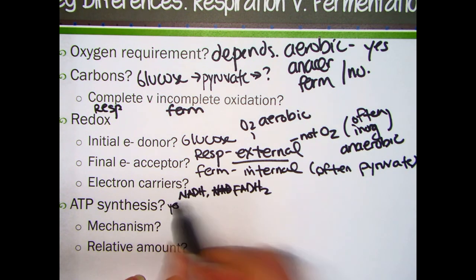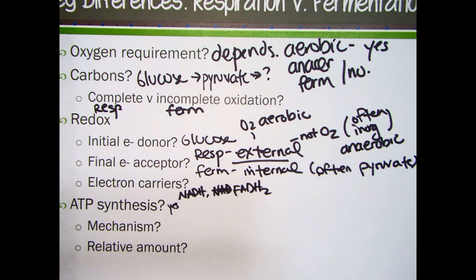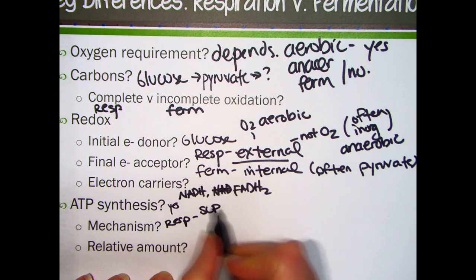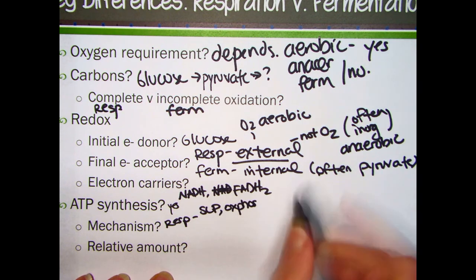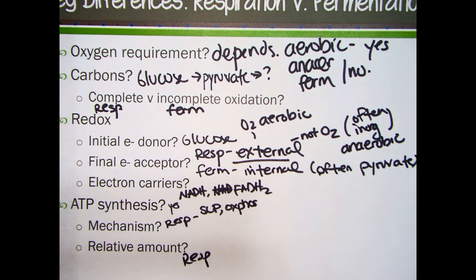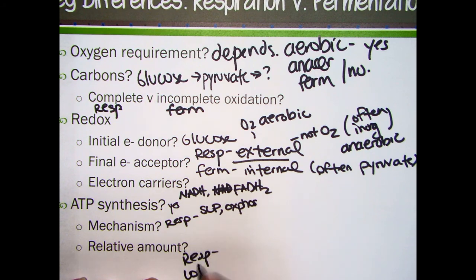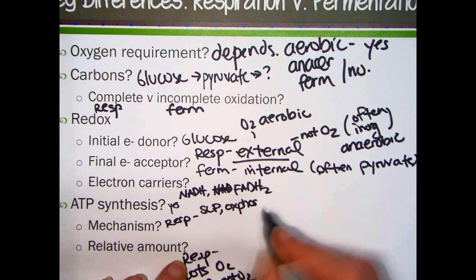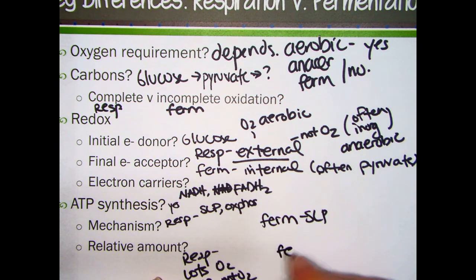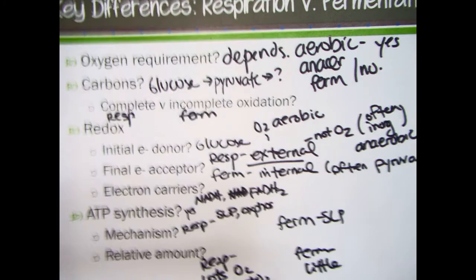ATP is made in both if you consider fermentation the process to include glycolysis. In respiration, we use substrate level and oxidative phosphorylation, and so we make lots. Relative amount is like some, none, or lots. It's not actual numbers. So respiration makes lots with oxygen and some if not oxygen. Fermentation can also make ATP, but it's substrate level only, and so it's going to make just a little ATP. So that is fermentation.